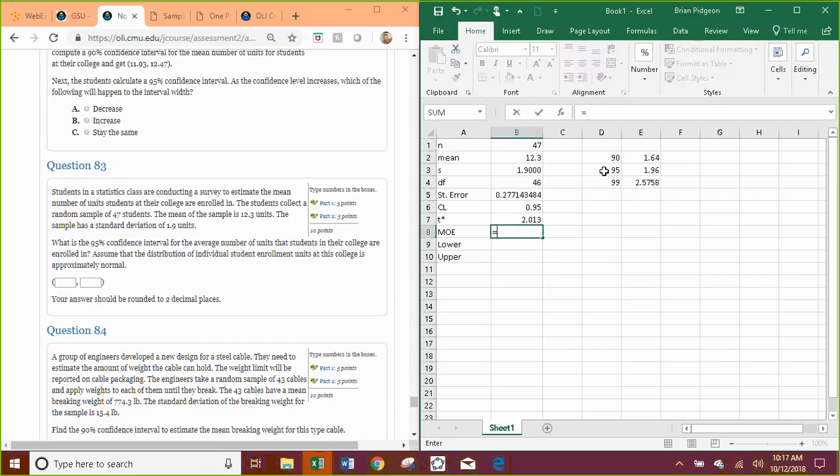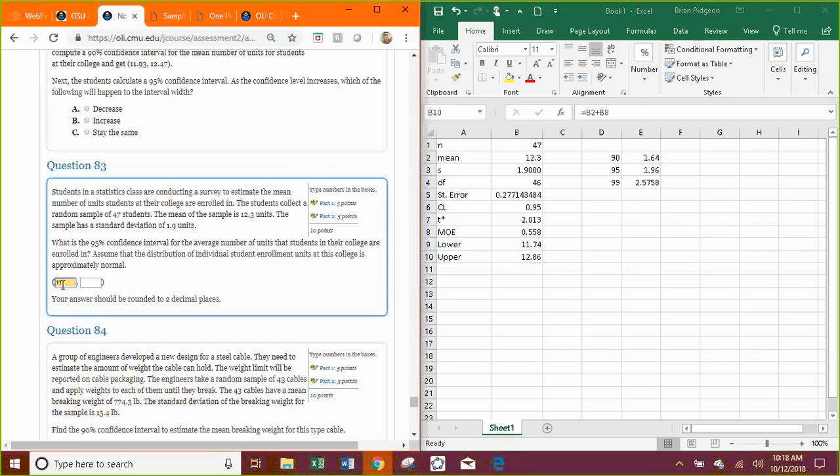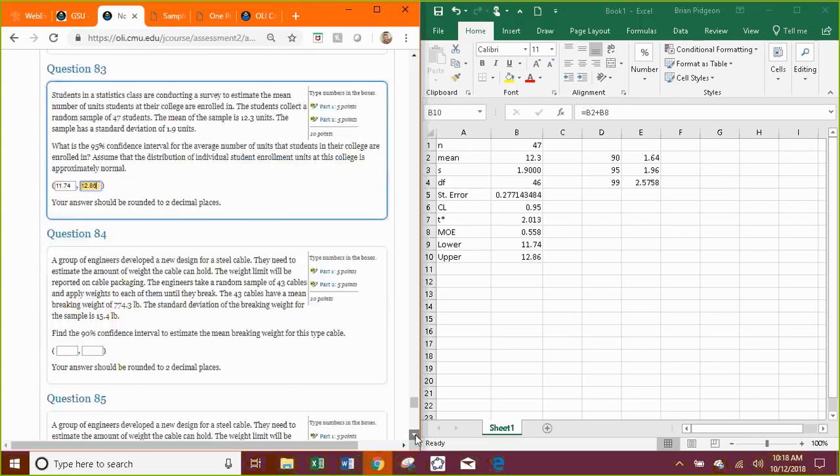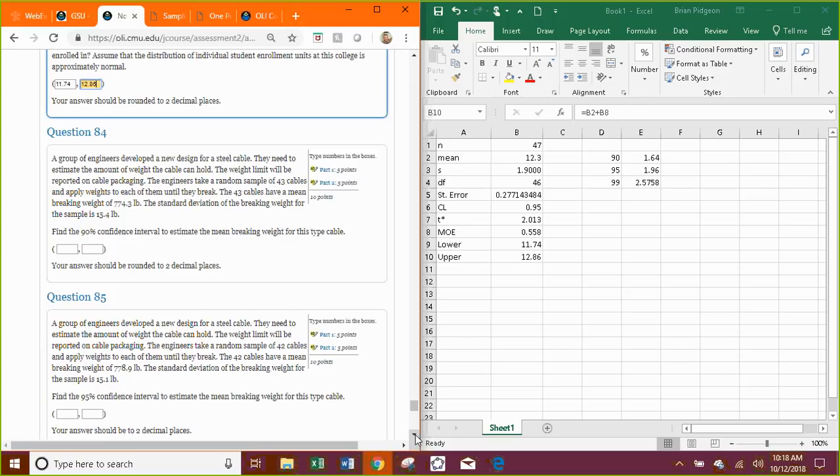Then we want the margin of error, a lower bound on the interval, and an upper bound. Our margin of error is the standard error times the critical t. Then we get our lower bound by taking x bar minus the margin of error, and the upper bound by doing x bar plus the margin of error. Rounded to 2 decimal places, we get 11.74 to 12.68.